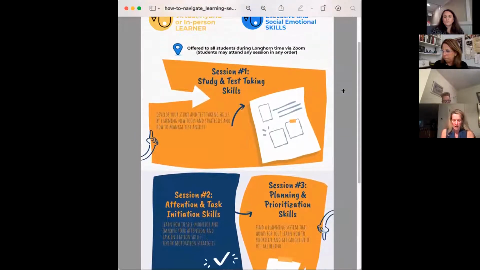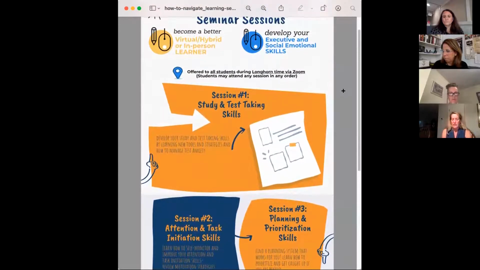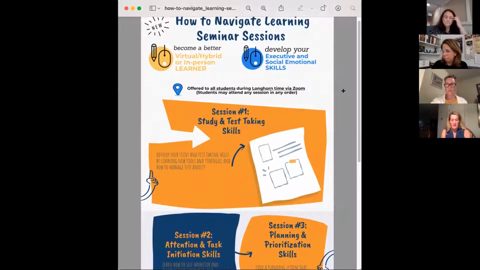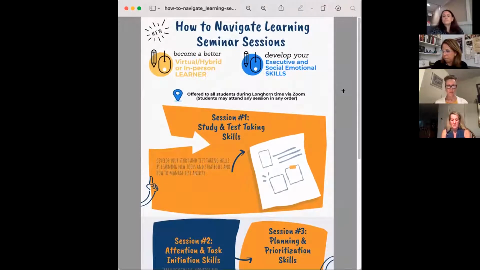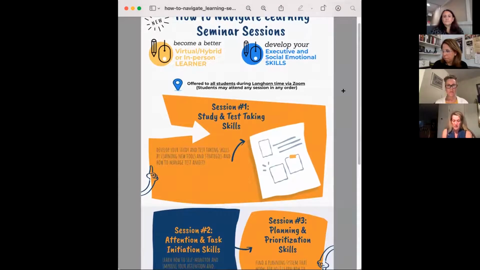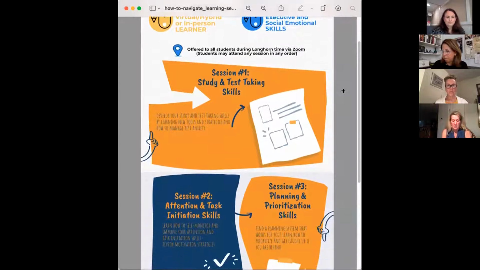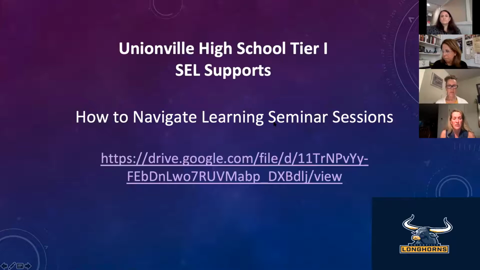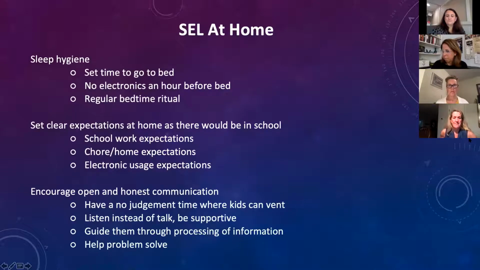The ones for the fall session included introduction to hybrid virtual learning, learning management platforms and tracking assignments, self-advocacy and problem-solving skills, stress management and self-care. And as you can see for the spring seminar sessions, there's study and test-taking strategies, attention to task initiation, planning, prioritizing skills, self-care, and stress management skills. These are direct instruction 4-week sessions for any student in the high school who's interested in learning about those topics. Next slide.